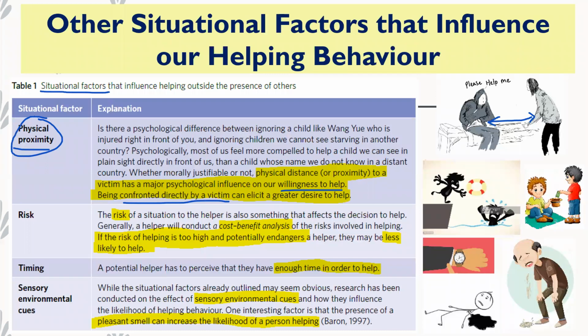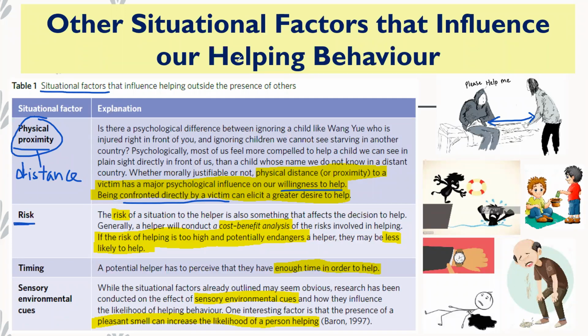Compared to if this person was sitting on a train and you were on the other side of the carriage, you would be less likely to help them. That's the idea. Physical proximity is about distance. Are they far away from you or are they close by? If they're close by, you are more likely to help.